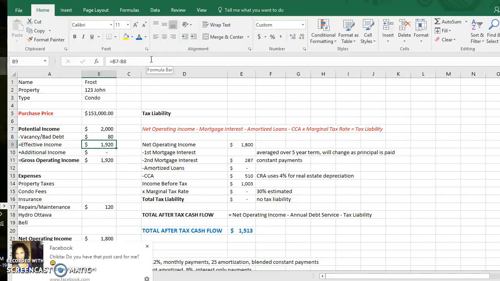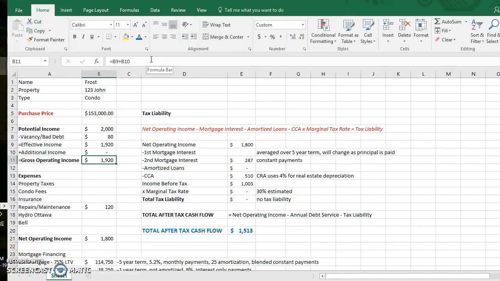After the effective income is calculated, we add any additional income, which is usually extra parking or laundry or whatever. But this particular property doesn't have that, so there's nothing for this, and that gives us our gross operating income. From there, we start looking at the expenses of the property.